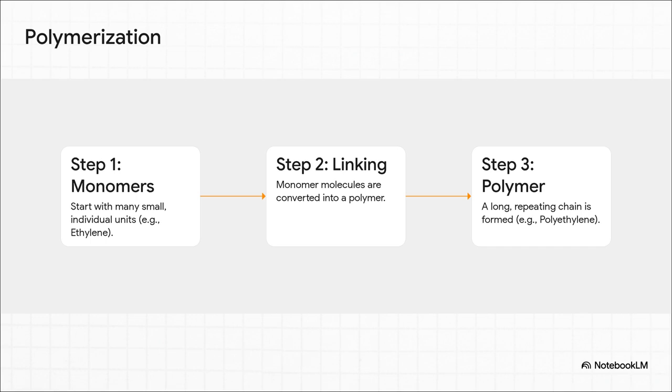Let's take a simple example. You start with a huge vat of individual ethylene monomers. Then, under just the right conditions, the right pressure and temperature, they start linking up end to end, forming a long repeating chain. And the result? Polyethylene, the plastic used to make everything from your shopping bags to water bottles.